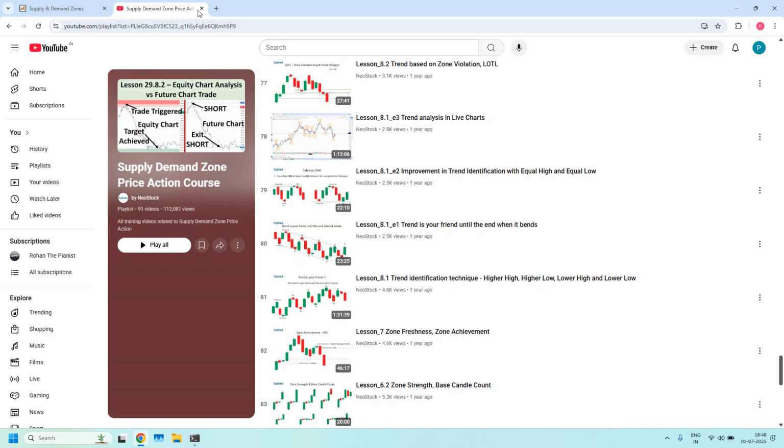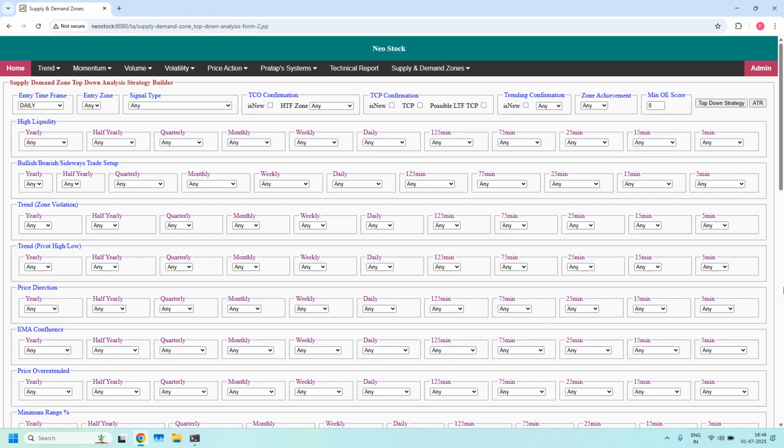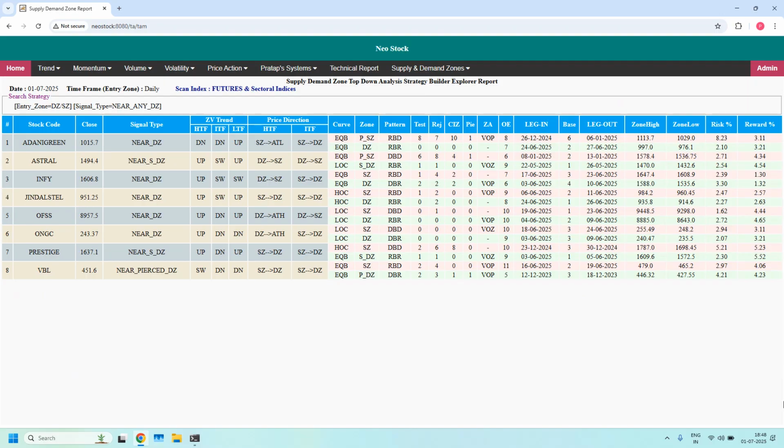Okay, now let's get into report generation. First, I am going to generate finding the stocks near daily and 75 minutes time frame. For daily time frame, stocks near to the daily demand zone, we got 8 stocks. Let us identify high liquidity demand zones. Astral is having a daily high liquidity demand zone, and Prestige is also having a daily high liquidity demand zone. You can use these high liquidity demand zones for the HLQ zone strategy you learned in lesson 21.3 videos.